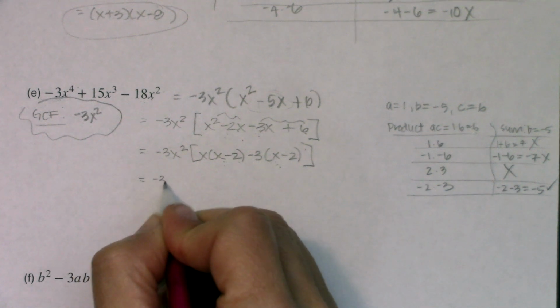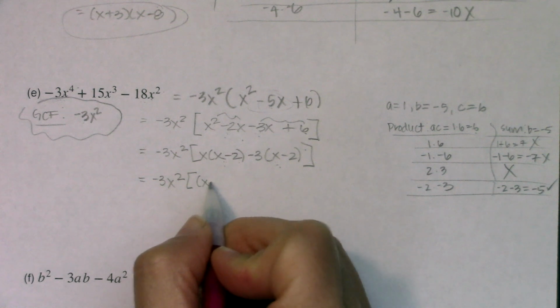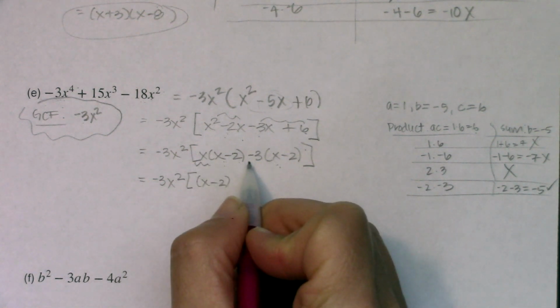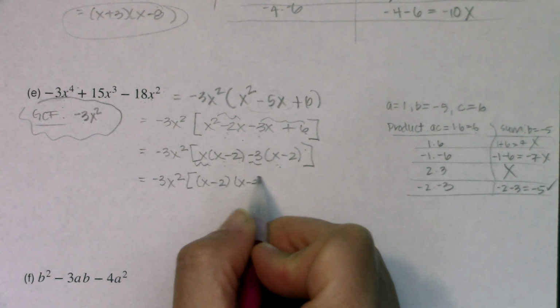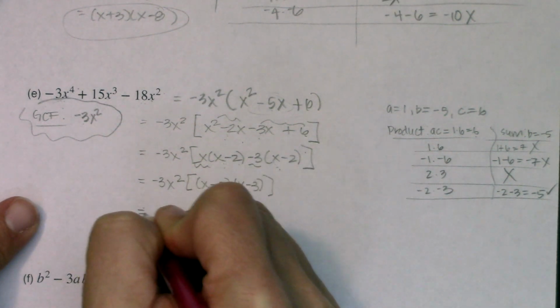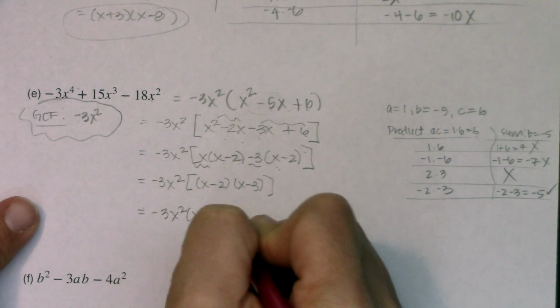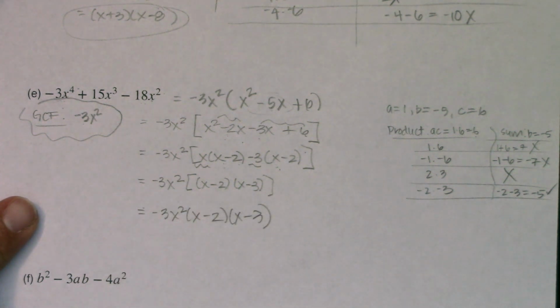So I've got negative 3x squared, and then what do we have here? I factor out the x minus 2, and I'm left with x minus 3. And let me just clean it up. I don't need brackets and parentheses, so my end game answer: negative 3x squared, x minus 2, x minus 3, right? Okay, so let's try this last one.